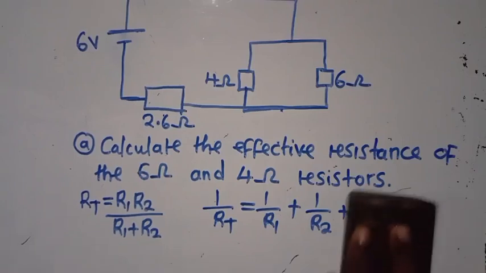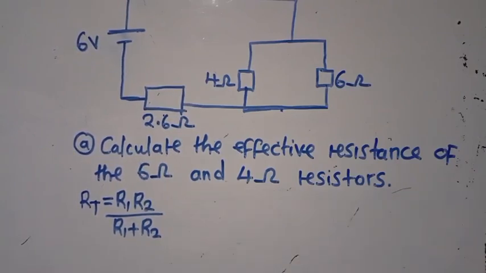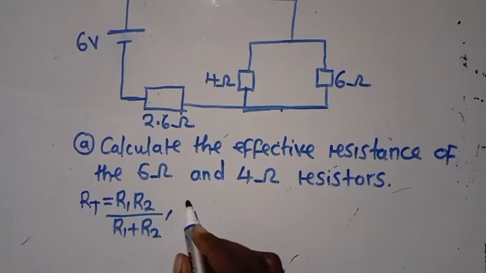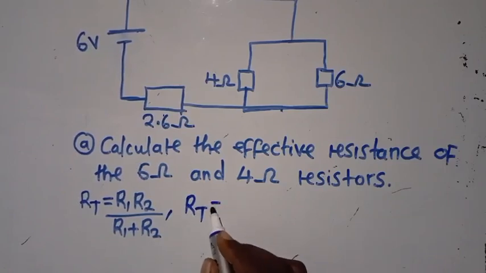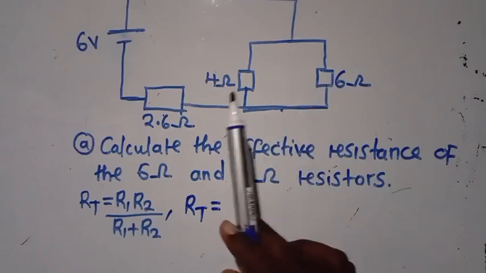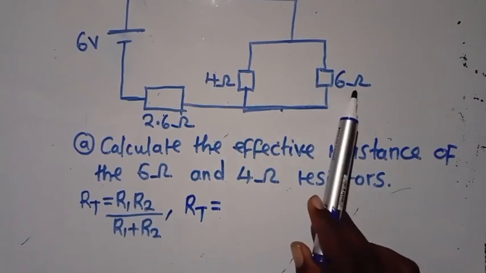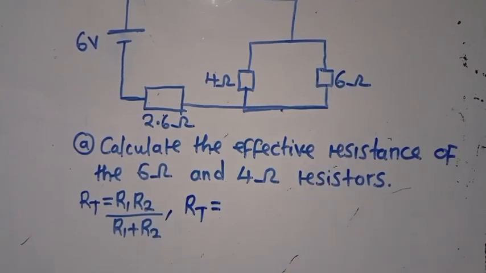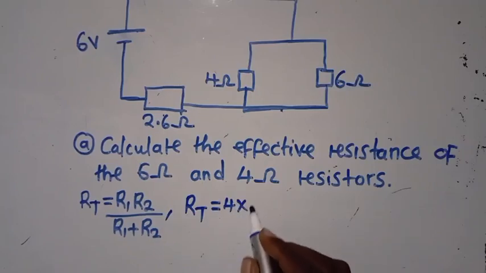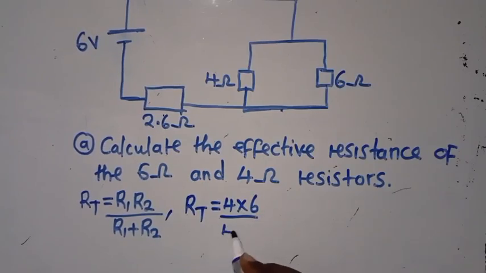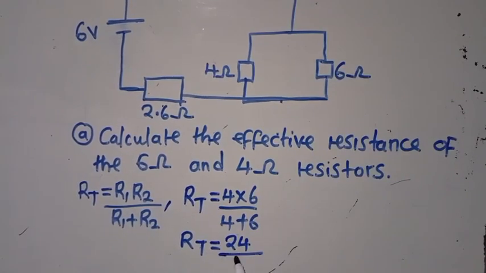But in this case, we use the formula I've given you. Total resistance is equal to, since we are just talking about two resistors, you can take this one as resistor 1 or that one as resistor 2, and you'll still get the same answer. So you say 4 times 6 over 4 plus 6. Total resistance will now be equal to 4 times 6, which gives 24, divided by 10.